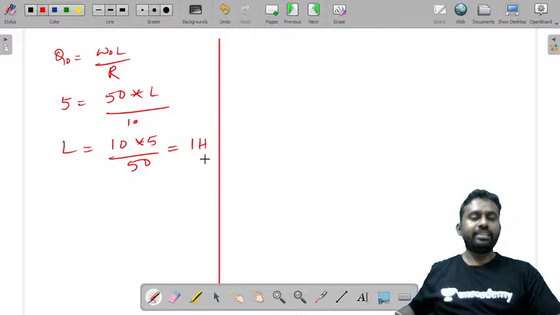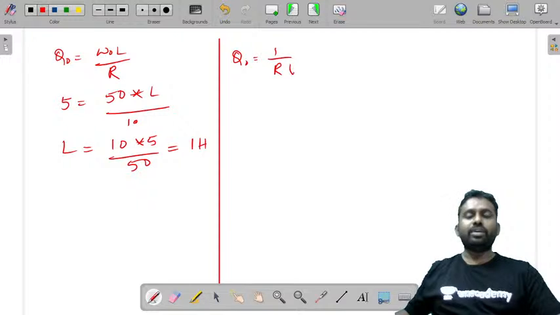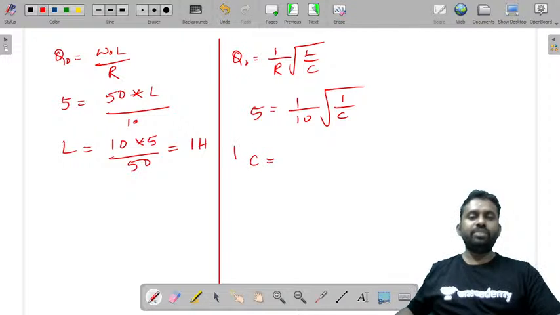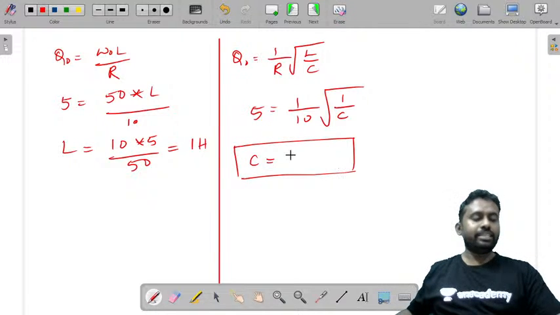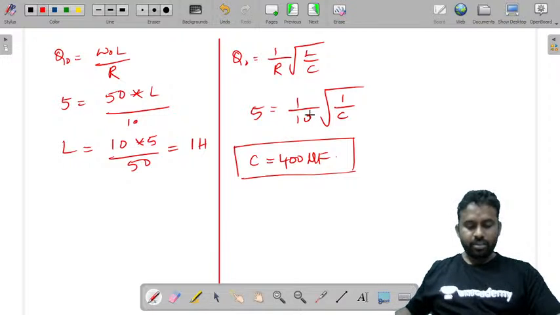And let us also find the third parameter using quality factor Q naught is equal to 1 by R root L by C. So Q naught is already given. What is the Q naught value? Q naught value is 5, R value is 10, L value is 1, and C. So if you simplify this, you'll get the C value as 400 microfarad. So this is the value of C.